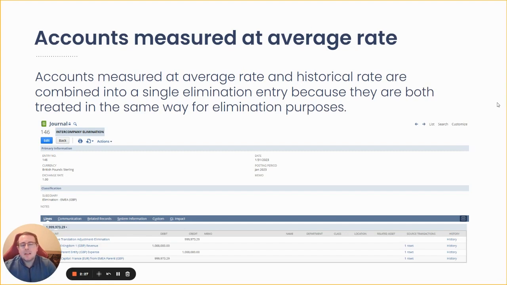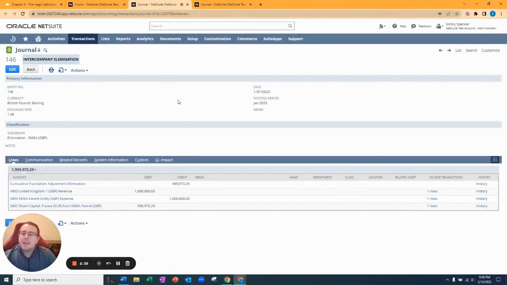Let's jump into NetSuite to take a look at a specific example. So here we have that exact example we were just looking at. We have the debit and credit of 1 million GBP, and the other balances reference the historical accounts, and we'll take a look at those shortly.